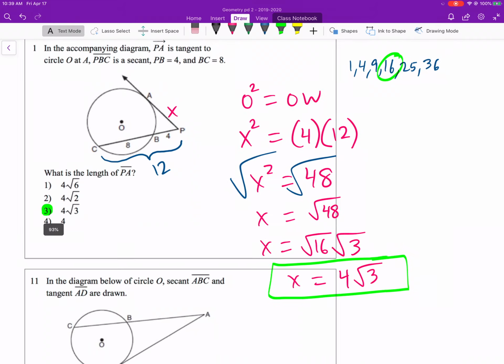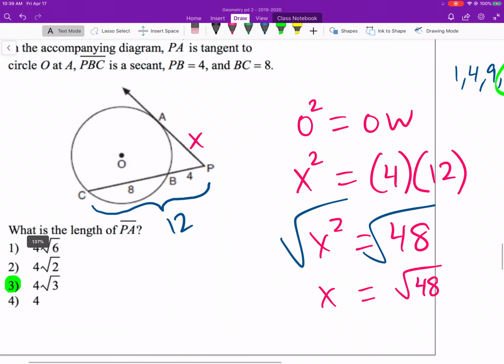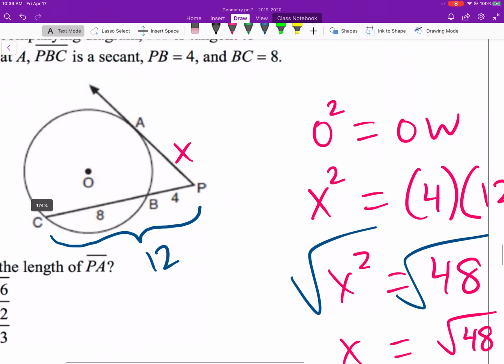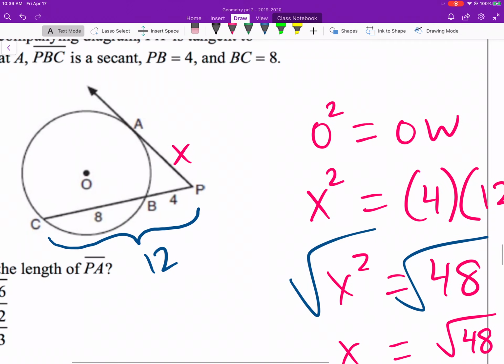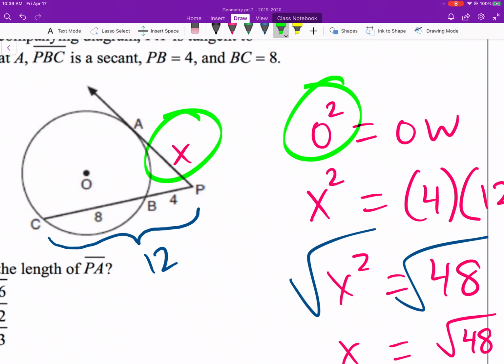Alright? So remember this O squared, I just want to focus in here. This O squared here, that's the tangent. Okay, that's the section for the tangent. It's the tangent times itself.